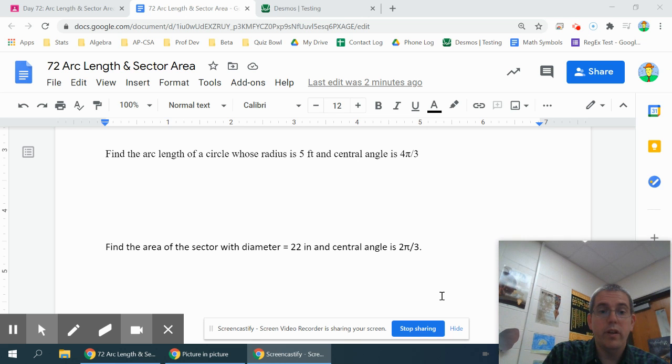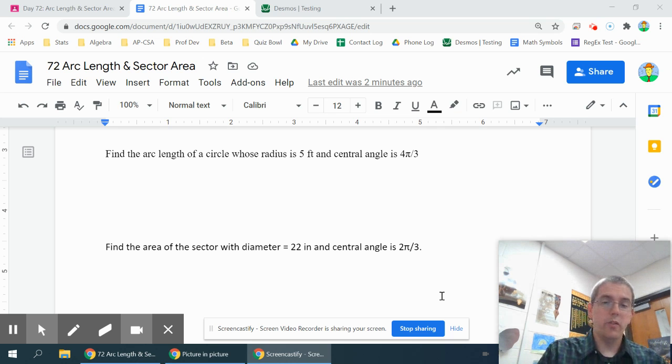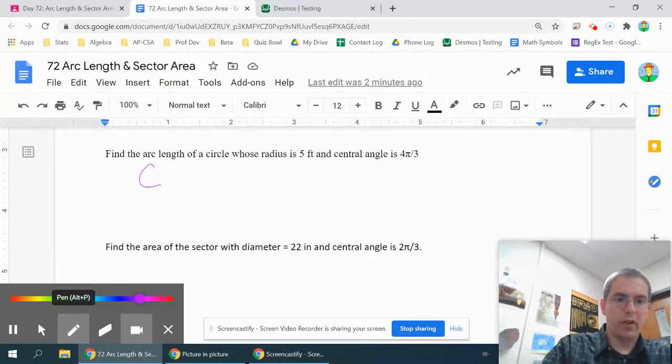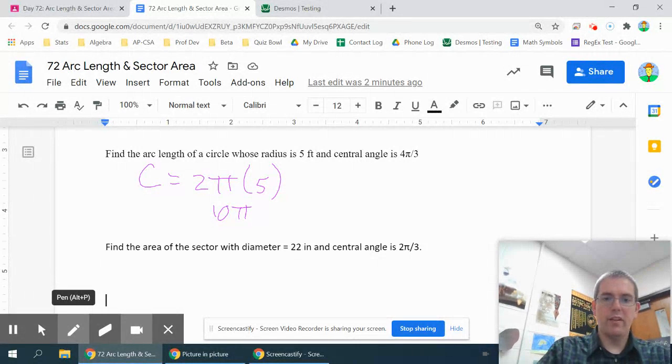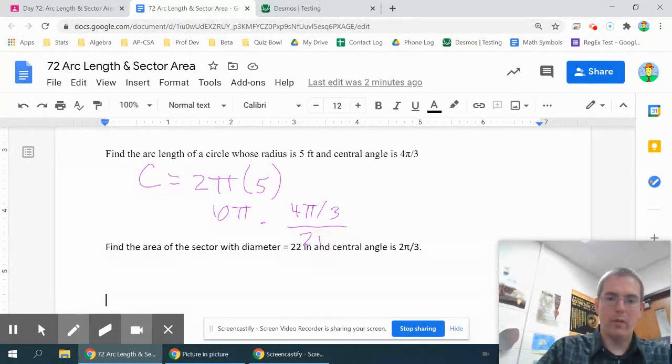Okay, one last trick. I'm looking for arc length and sector area, but this time instead of giving you the angle in degrees, they've given you the angle in radians. So same idea, arc length, I still need to start with circumference. Circumference is 2 pi r. So 2 pi times 5 in this case, the circumference is 10 pi. But this time, instead of multiplying by the degree over 360, I do the degree in radians over 2 pi, because 2 pi is all the way around the circle.